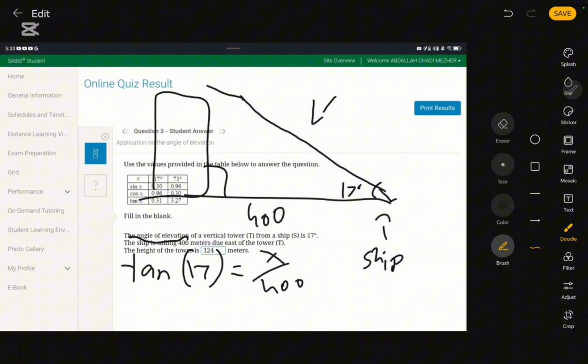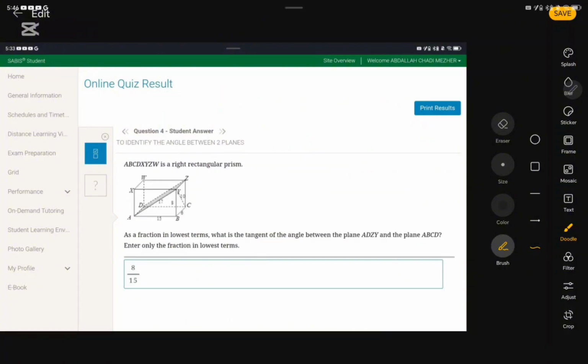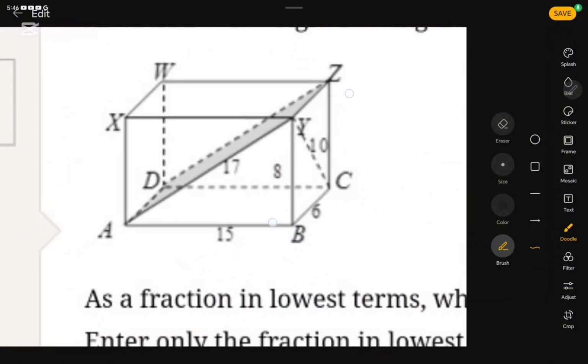Tan 17, they said we can use 0.31. So 0.31 equals x over 400. And then you do 400 times 0.31 to find x. And you get 124. 124, yep.